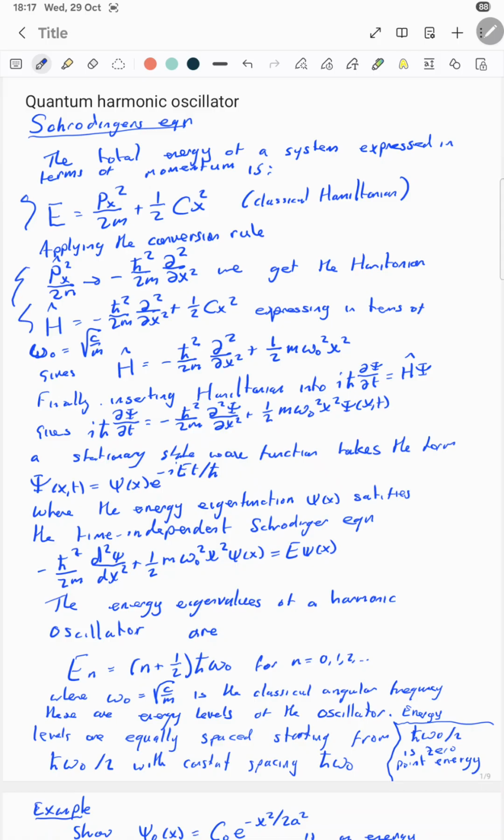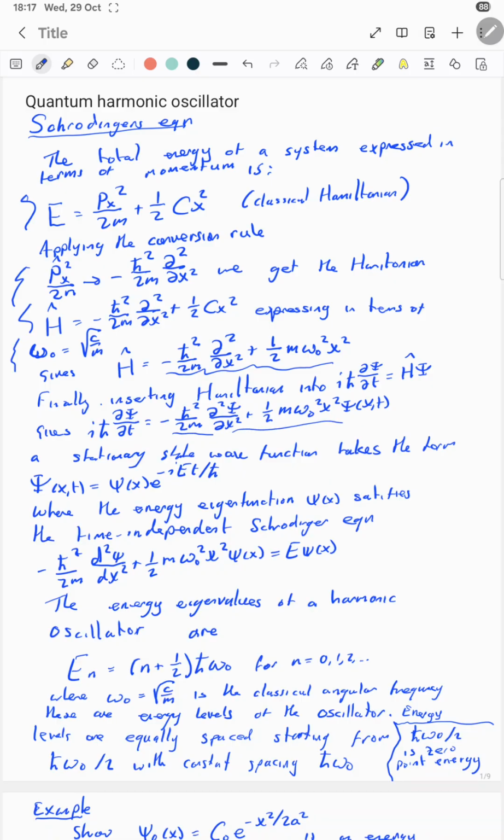here, which is the h hat you find in the Schrödinger equation, and expressing this in terms of the frequency here, it gives us this as our Hamiltonian. And finally, inserting the Hamiltonian into our Schrödinger equation gives this.